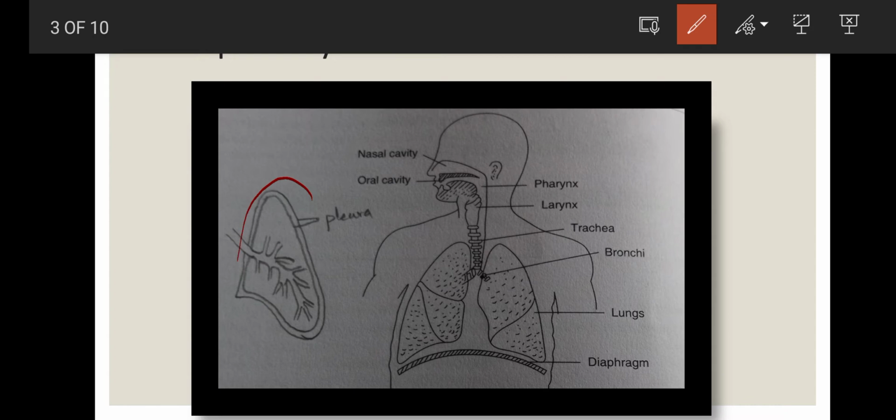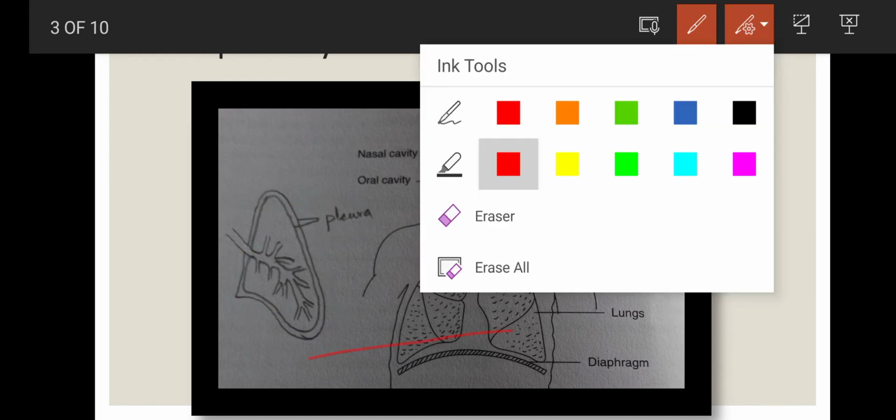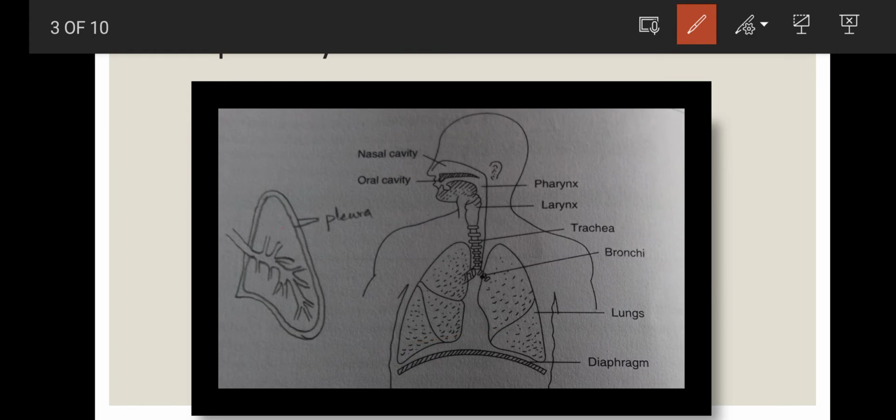Here is a lung, and it has a membrane called pleura. We can see here the pleura. So the lung is covered by a membrane, the pleura.